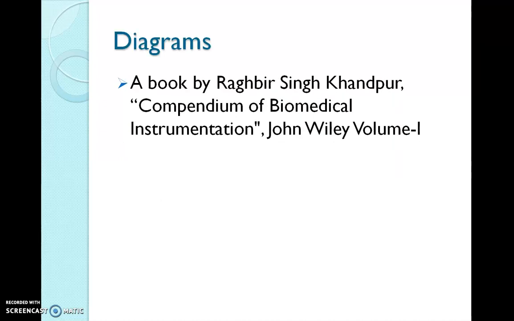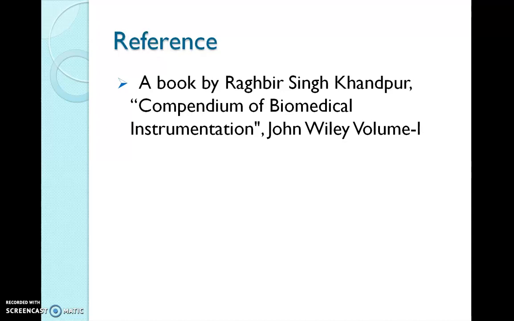The diagram is taken from the book Compendium of Biomedical Instrumentation, which is written by Raghbir Singh Khandpur, and it is the reference book used for this electrolyte analyzer.